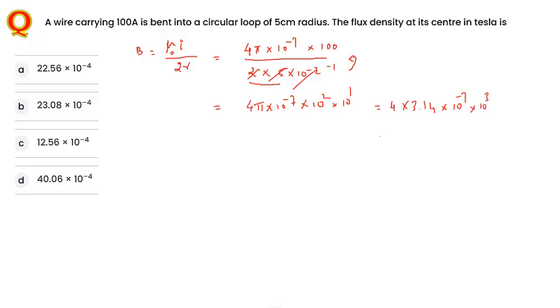Now you just multiply this, and once you multiply, the value here is 12.56 into 10 power minus 4 Tesla. So the answer here is this one.